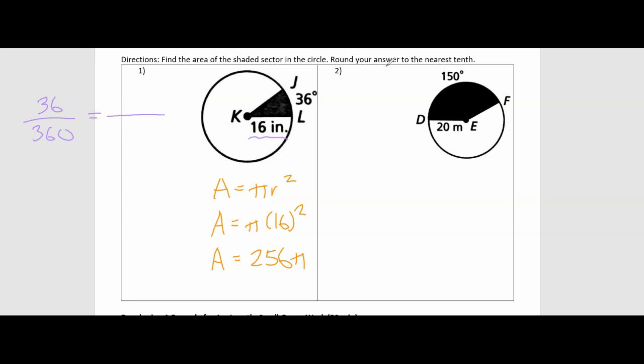Now, I'm not going to simplify that now. I'm just going to put that in as the area of the whole circle, 256 times pi. And we'll do our rounding at the end. So we'll keep it in terms of pi for now, and at the end we'll round. Let's make this x. That is the area of our sector. Time to cross multiply.